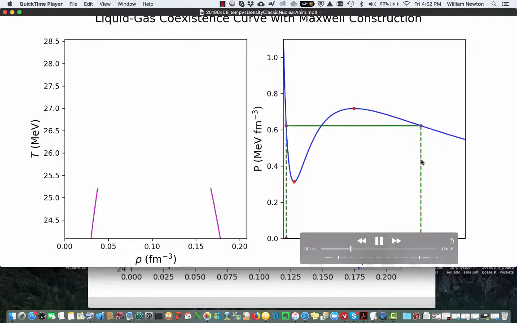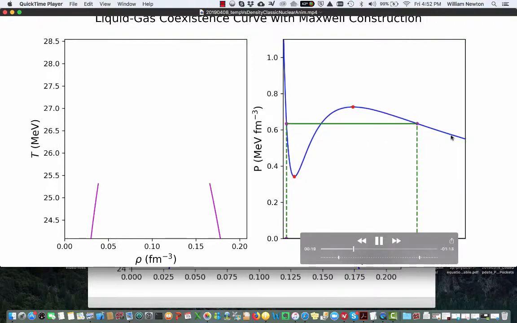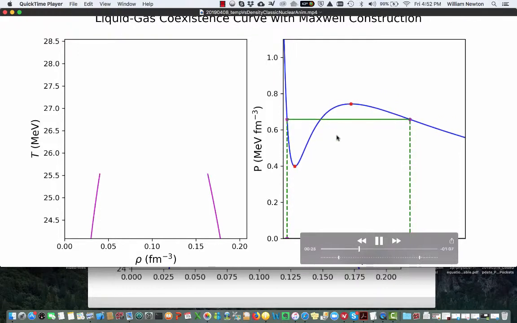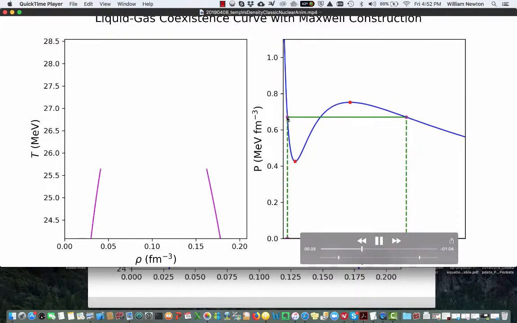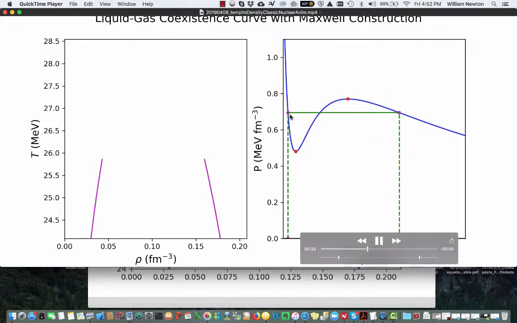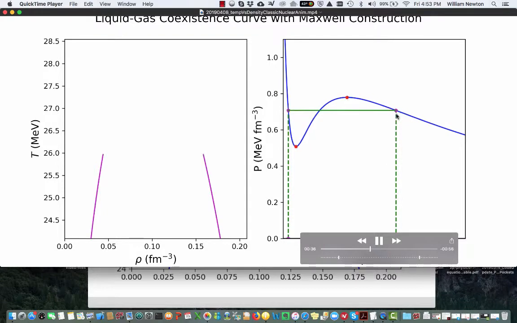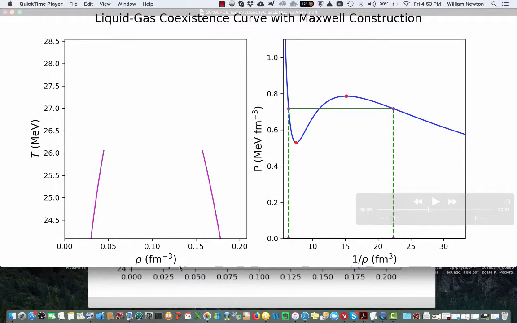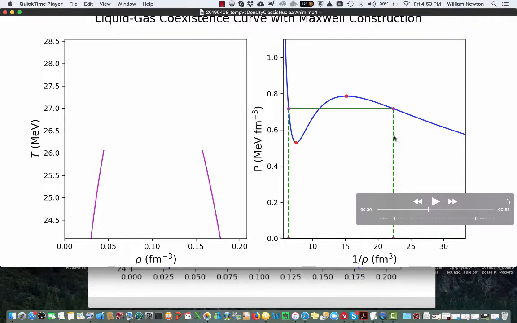So this is happening a little slowly, but you can see that as I increase the temperature, this whole blue curve shifts upwards, and the horizontal line moves slightly upwards in volume at the left-hand end and downwards in volume at the right-hand end. If I stop it here, this point here, which is a volume here, if I turn it into a density, becomes this point here. So this blue curve is the van der Waals equation of state at a temperature of around 26 MeV.